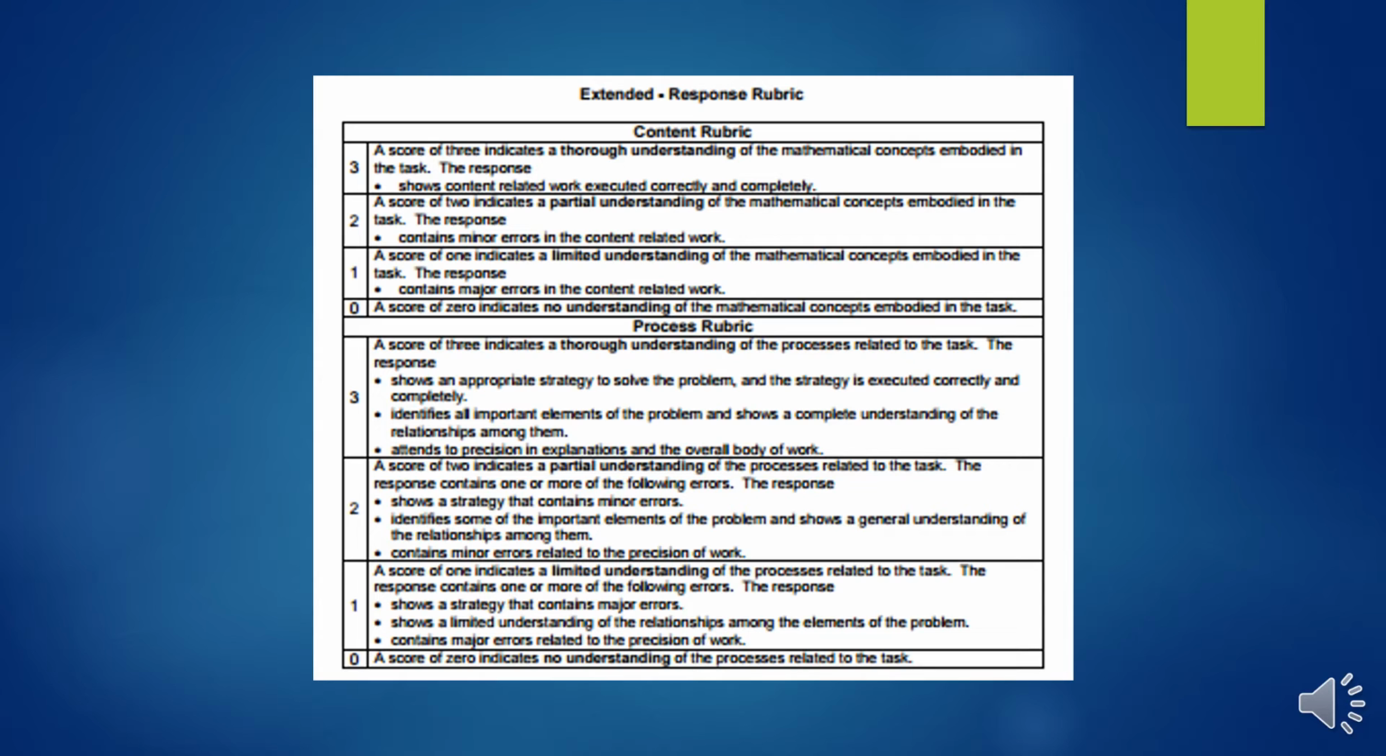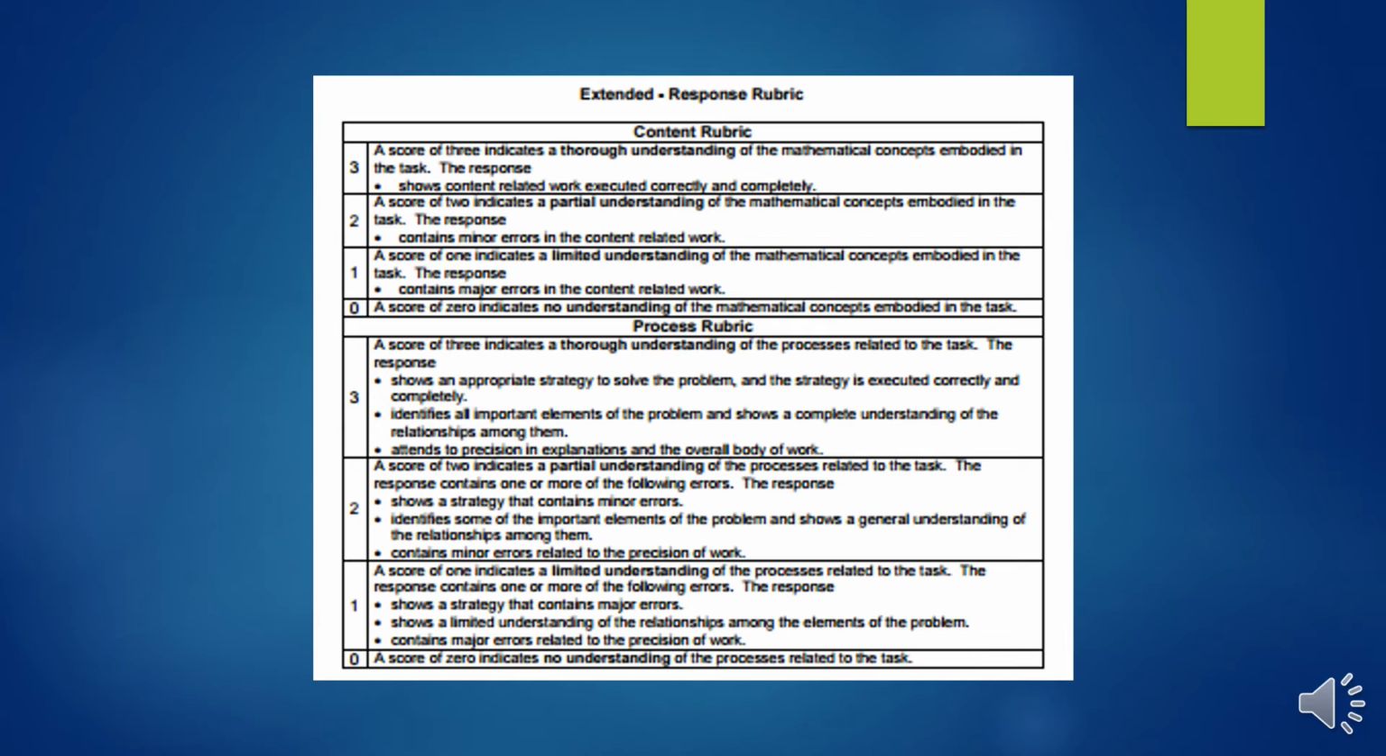Now, under the process rubric, a score of 0 indicates no understanding of the processes related to the task. A score of 1 indicates a limited understanding of the processes related to the task, but it contains one or more of the following errors. It might show a strategy that contains major mistakes, or it might show a limited understanding of the relationships among the elements of the problem, or there might be major mistakes related to the precision of work.